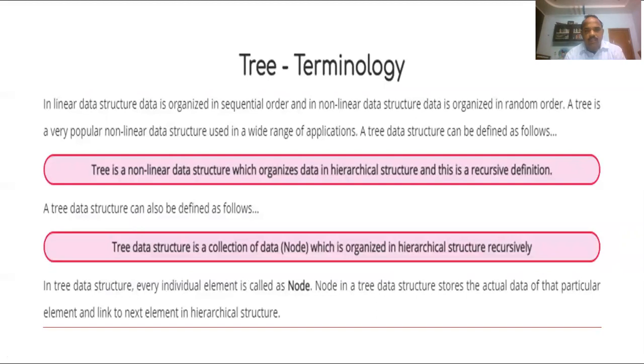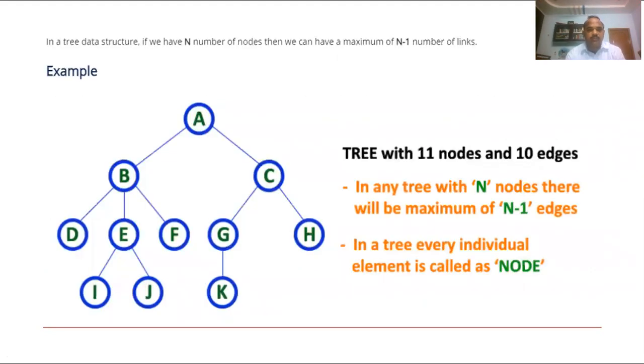So first, the introduction of the tree. So what is a tree? Tree is a nonlinear data structure which organizes data in hierarchical structure, and this is a recursive definition. Am I right? Another definition: a data structure is a collection of data. The tree data structure is a collection of data which is organized in hierarchical structure recursively. So this is an example for a general tree. Any number of nodes.